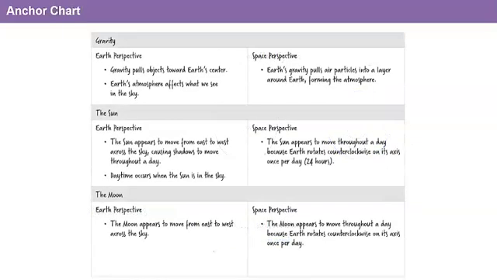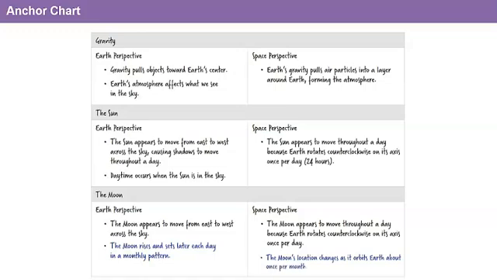Let's also update our anchor chart. What should we add in the Earth perspective section? Let's write the moon rises and sets later each day in a monthly pattern. What can we add to the space perspective section? Oh yes. Let's write, the moon's location changes as it orbits Earth about once per month. Great updates! Your task at the end of this lesson will be to update the anchor model and anchor chart.